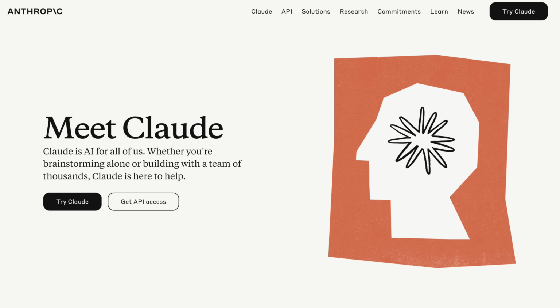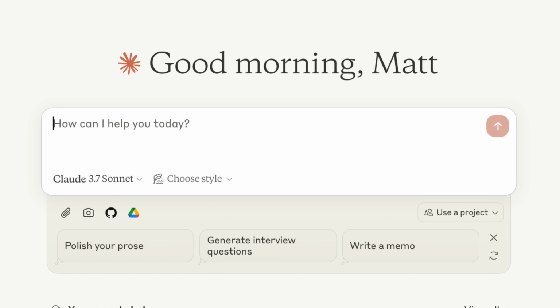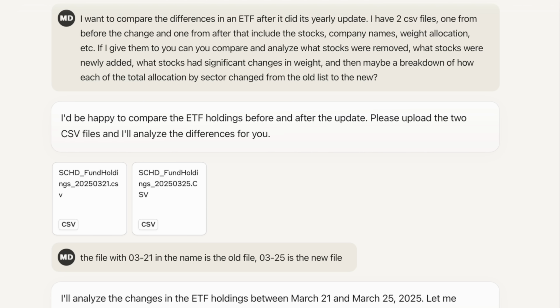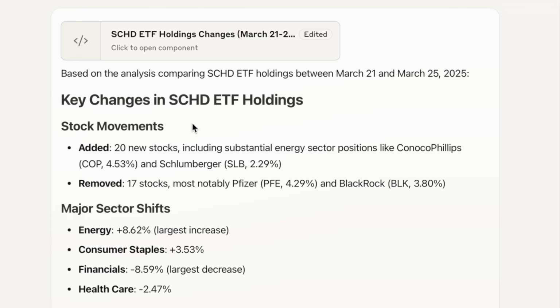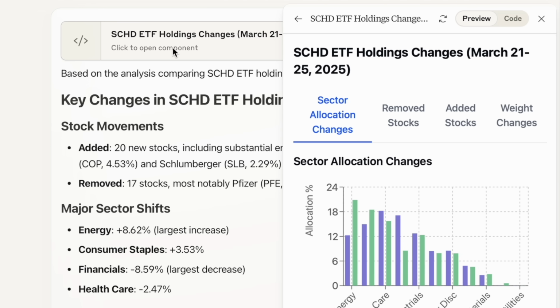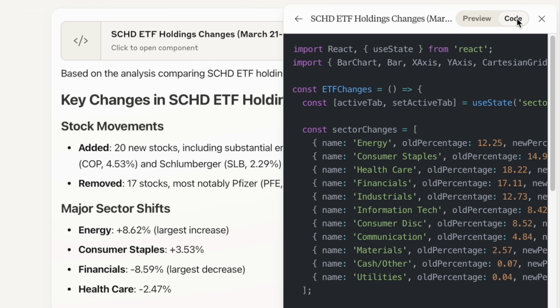Now, if you don't know, Claude is the AI chatbot tool from Anthropic, and it's one of the many AI tools that I use. So I was like, hey, Claude, I want to compare the differences in the ETF after its yearly update, and can you show me all these things that I want to see? And Claude responded with building me an actual interactive little website that I could use to check out the changes. So yes, we are living in the future, and let's take a look at what it built for us.